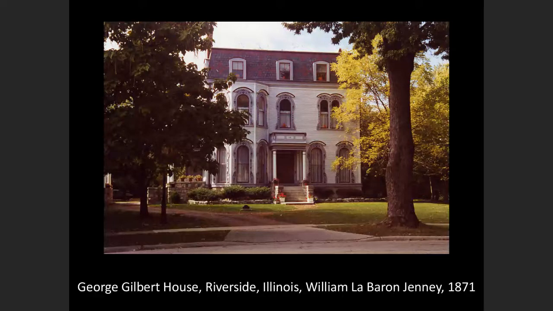Here's another early house. This was built in 1871. This was the George Gilbert house. It was an Italianate style house, a style we didn't talk about, but these tall windows with these decorative features around them make this Italianate. And notice the name, Gilbert. George Gilbert was my great-great-great-grandfather. He was one of the first residents of Riverside, ironically.